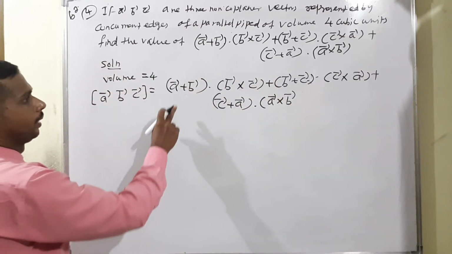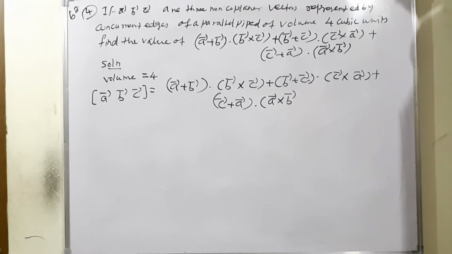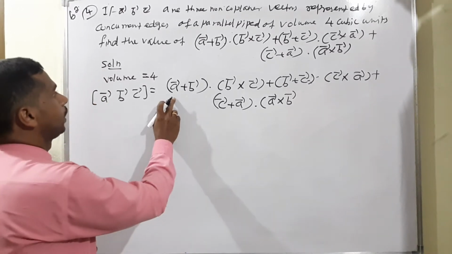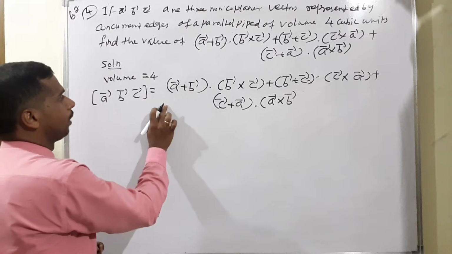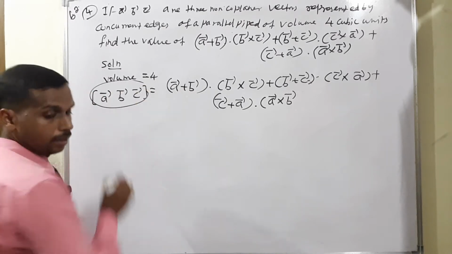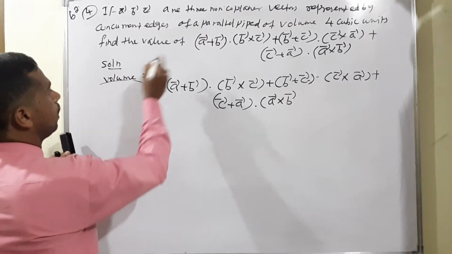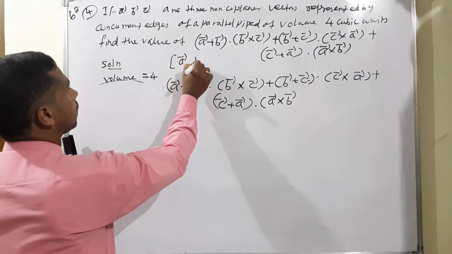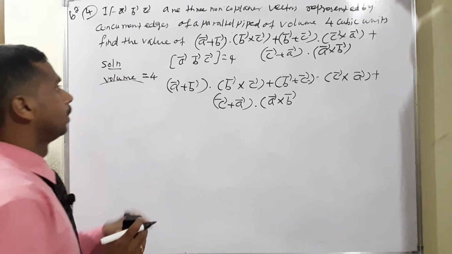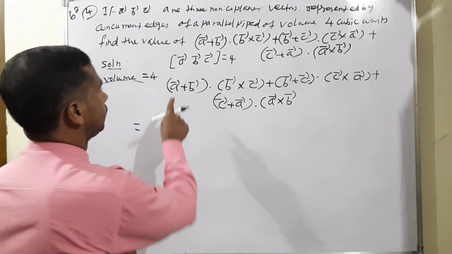So just expand this expression. Expand means what will happen? Before the condition, we need to find this value. This is the volume. The volume of the parallelepiped, the box product of A vector, B vector, C vector, is equal to 4, isn't it? So we can write it: volume means the box product of A vector, B vector, C vector is equal to 4. The condition is given. We need to find the value in this condition, isn't it? So now look at it. Simplify now.